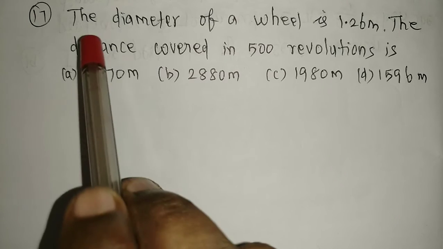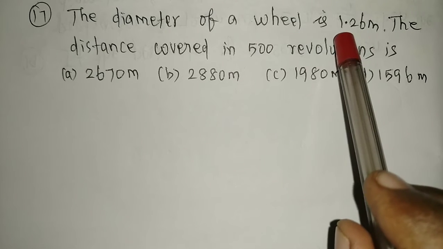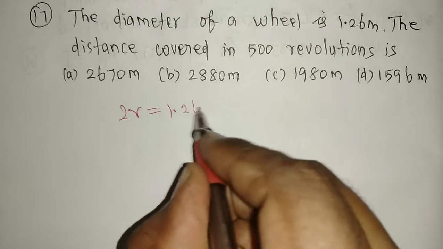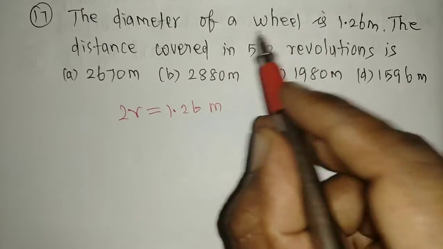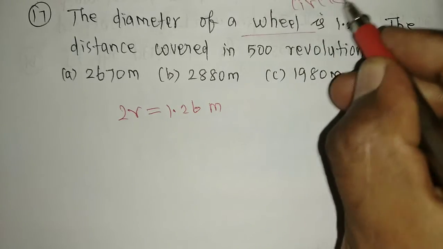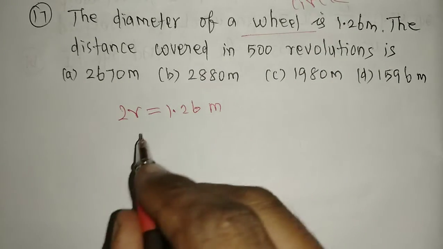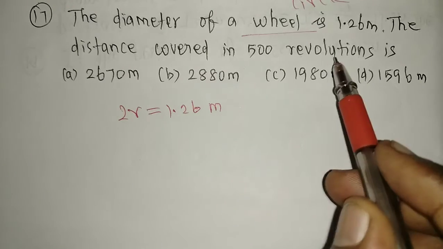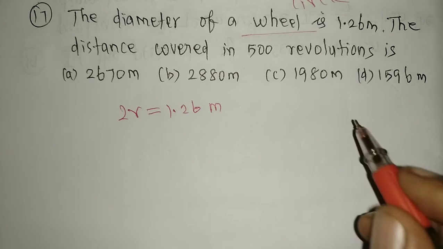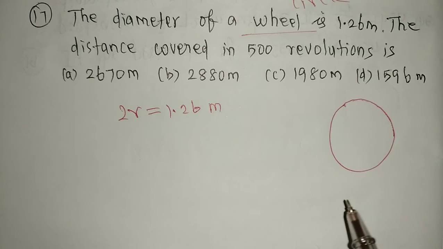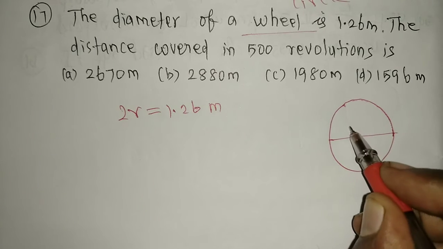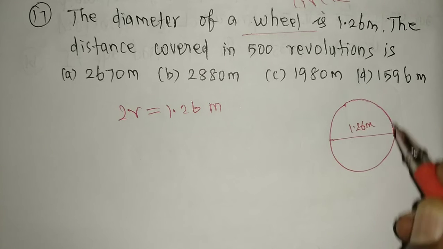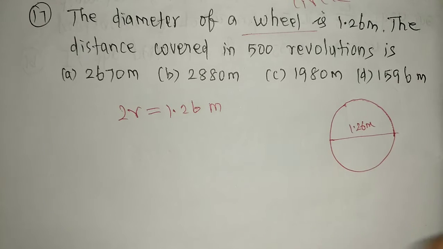17th one. The diameter of a wheel is 1.26 meter. Wheel in the sense, I told you already, is a circle like that. So wheel in the sense, circle only. So we need to use the circle formula only. From this we can find the radius. The distance covered in 500 revolutions is what? The diameter they have given is 1.26 meter. One revolution means the circumference; if we find that into 500, that's the answer.